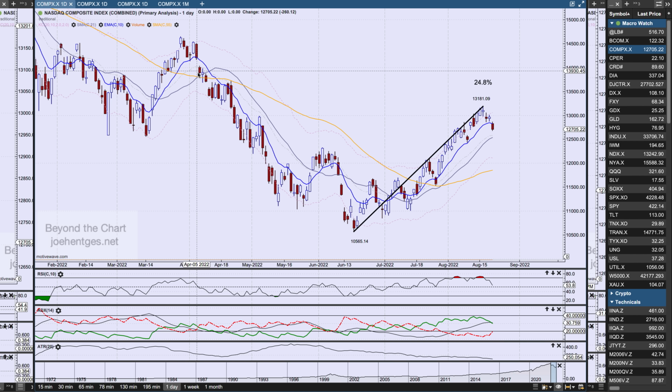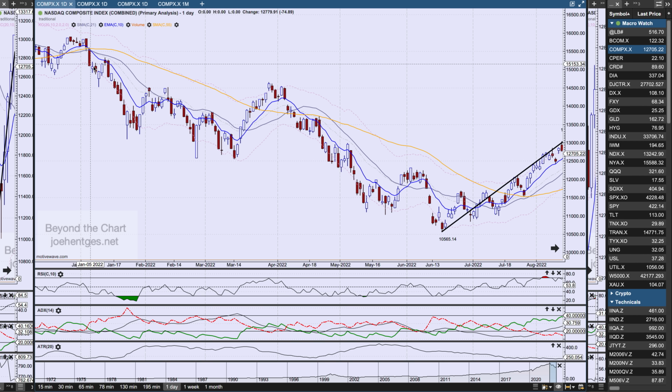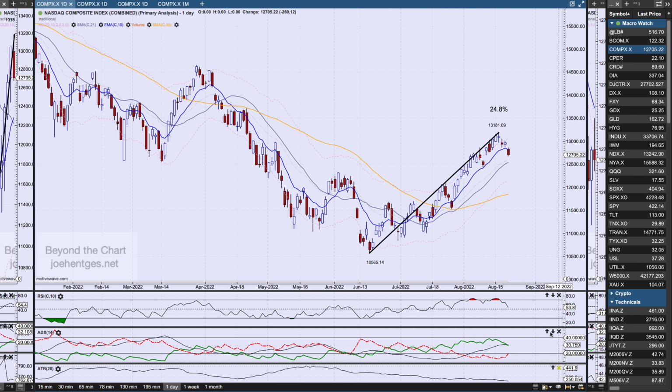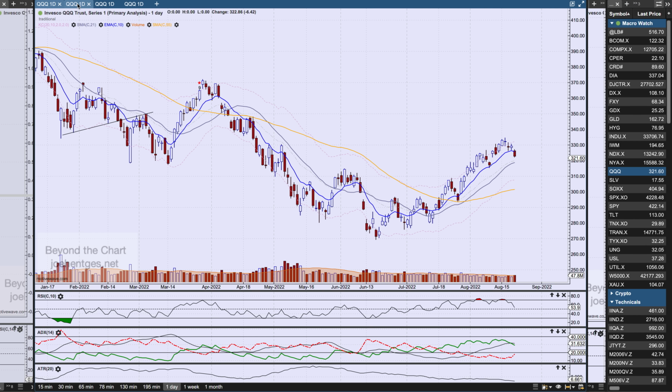You're going to know you're into that downtrend when you start seeing this kind of price action, okay? When it starts to roll over below that 10-day moving average, we could be right there, and that's what I'm watching. Okay, so that is the picture on the Nasdaq Composite. Let's take a look at the Qs real quick because it's the same thing. You can just see the Qs are doing the same thing.